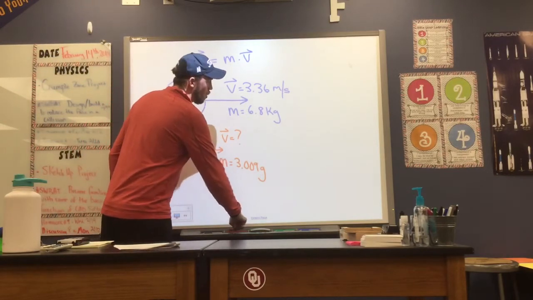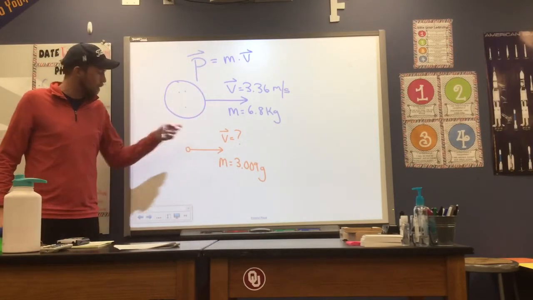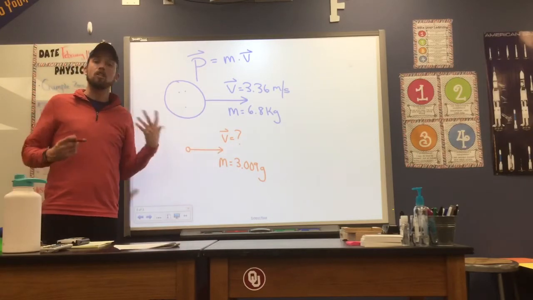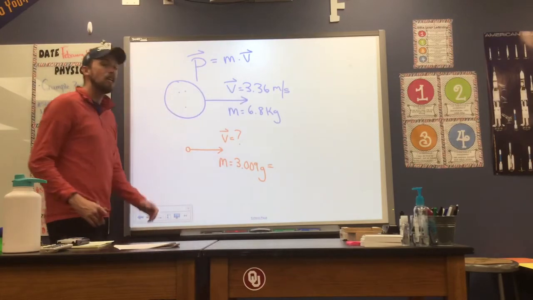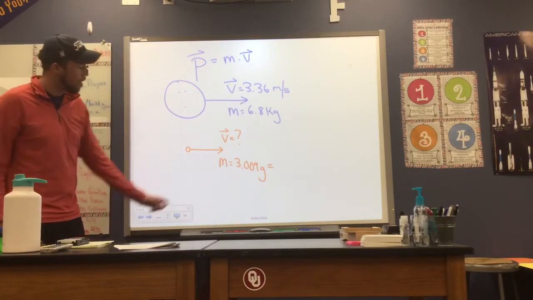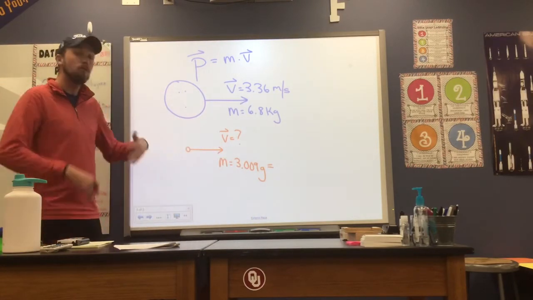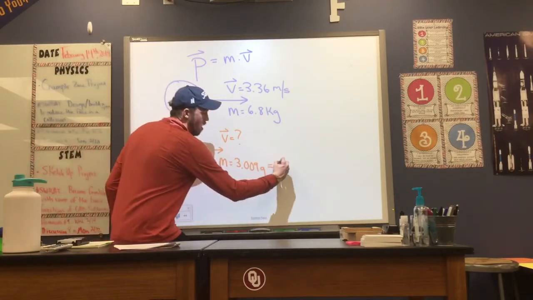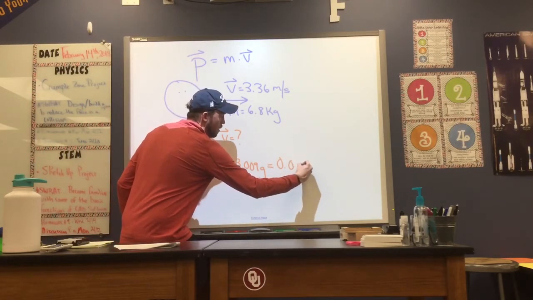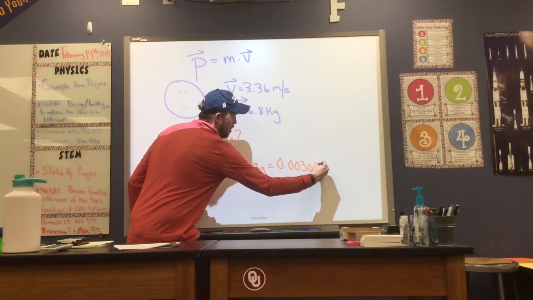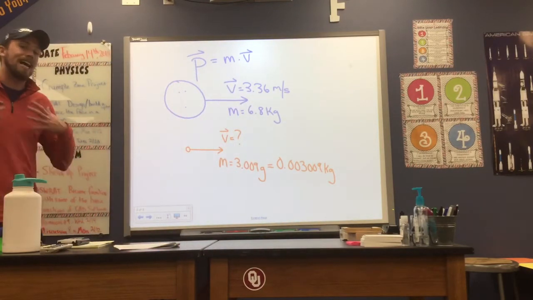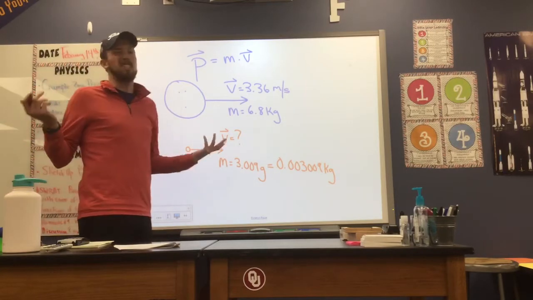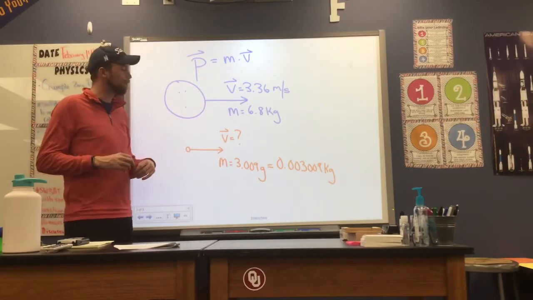Something we have to pay attention to here are our units for mass. The mass for the ping pong ball is expressed in grams because it's a much smaller object, so I'm going to convert that into kilograms right off the bat. I can divide by 1,000 or move my decimal 3 places to the left. That gives me 0.003009 kilograms. That's a few more significant figures than I typically like to use, but it's what we're given.